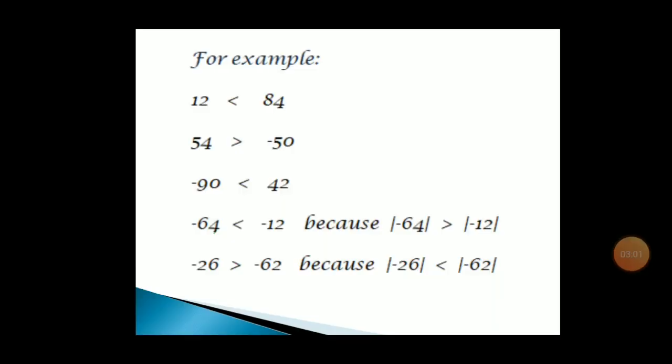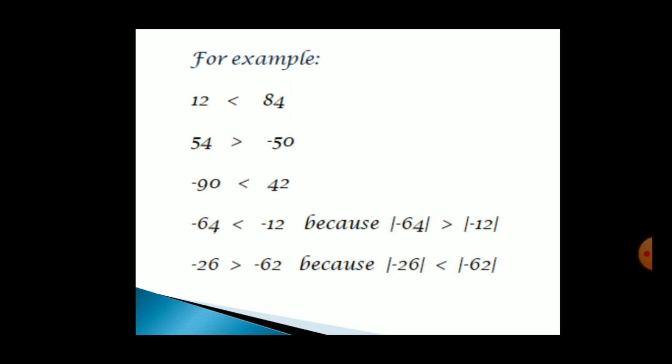For example, two positive integers are shown here. 12 is clearly less than 84. The next is 54 and negative 50. Negative integers are always less than positive integers. So, negative 50 is less than 54, or 54 is greater than negative 50. The next one is also negative 90 less than 42. A negative integer is less than 42. Come to the next one.